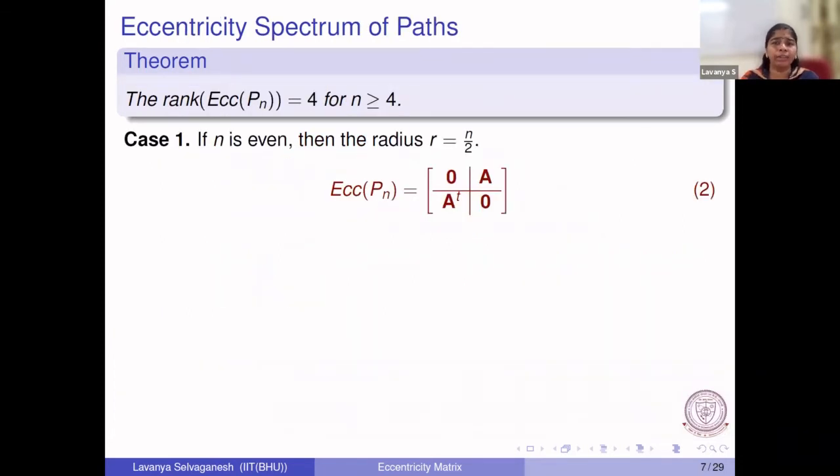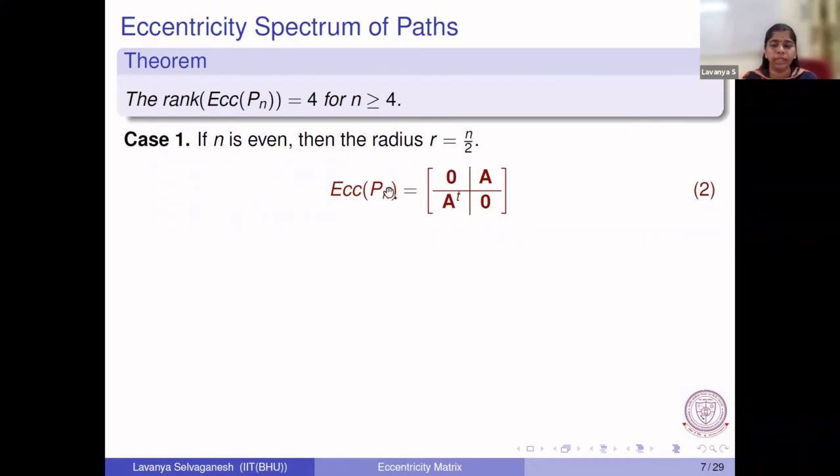But what is our interest? We are interested in studying the eccentricity spectrum for various graphs. The first one was for the paths. We start with the path, and there are always two cases occurring because we are studying eccentricity: when n is even and when n is odd. When n is even, the radius is nothing but n by 2.